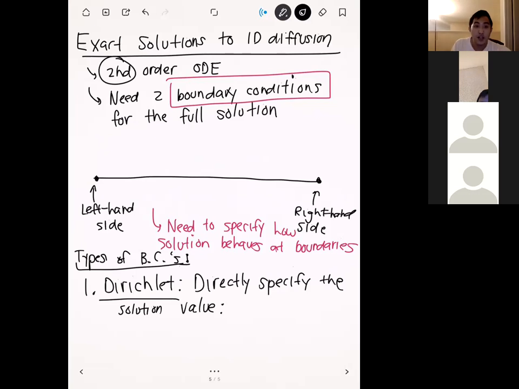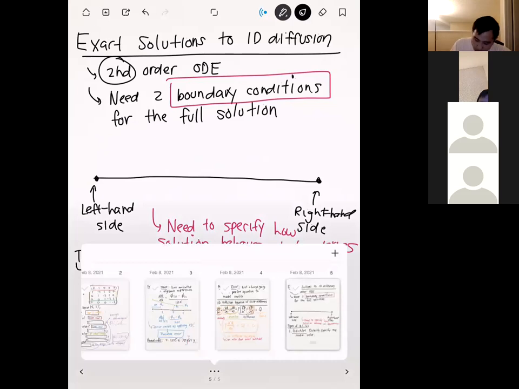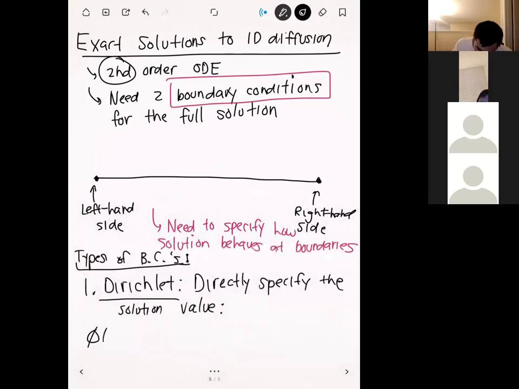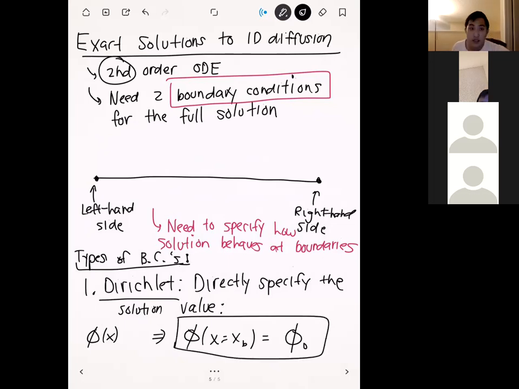Okay, and so mathematically it looks something like this. Let's say that our solution function is phi of x. And so a Dirichlet boundary condition would look something like this: phi of x is equal to x boundary. That's either going to be the x coordinate of the left boundary or the x coordinate of the right boundary. So this Dirichlet boundary condition basically says that our solution has to take a value of this at our boundary.